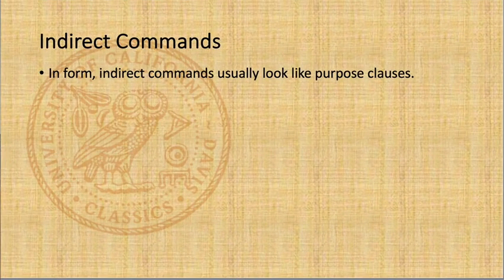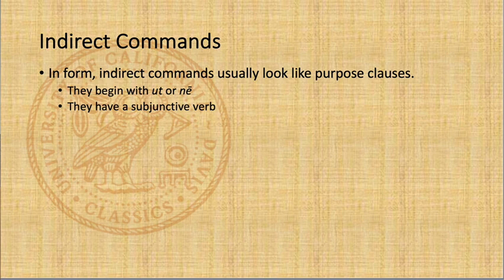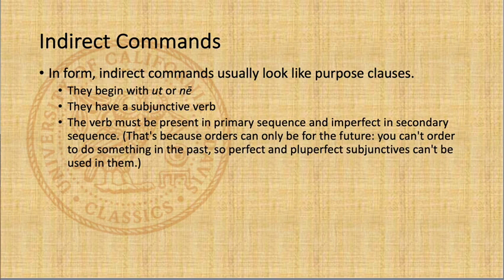In form, indirect commands usually look like purpose clauses. They begin with ut or ne, just like a purpose clause. Ut for positive, ne for negative. And they have a subjunctive verb. The verb must be present in primary sequence and imperfect in secondary sequence.